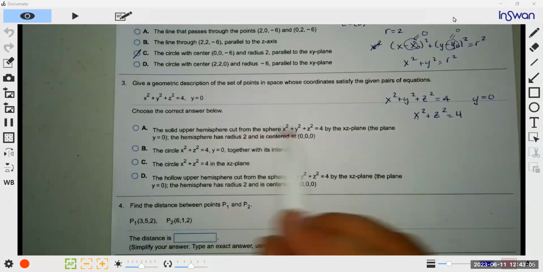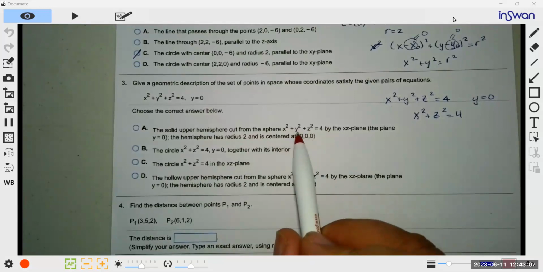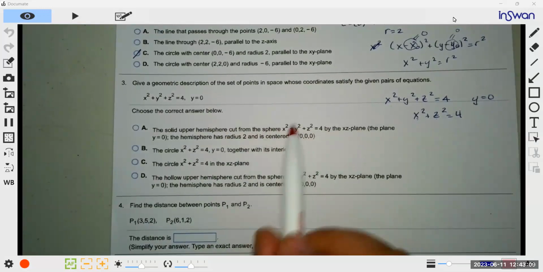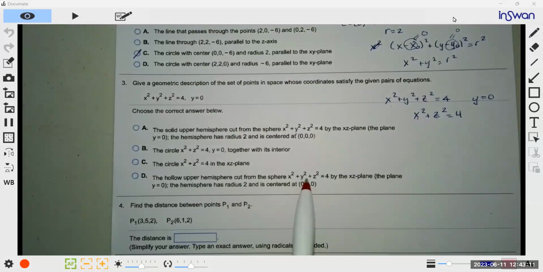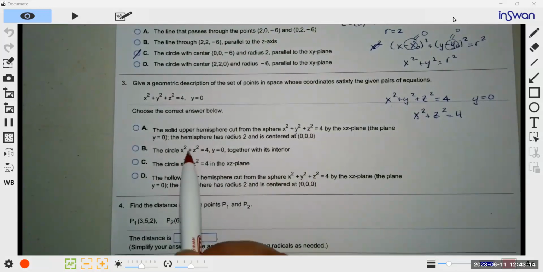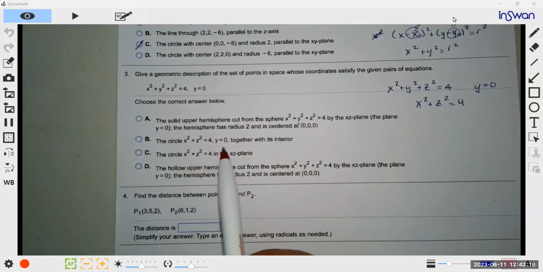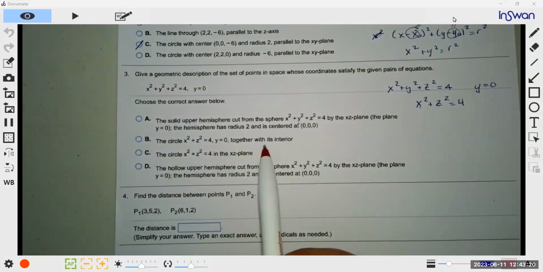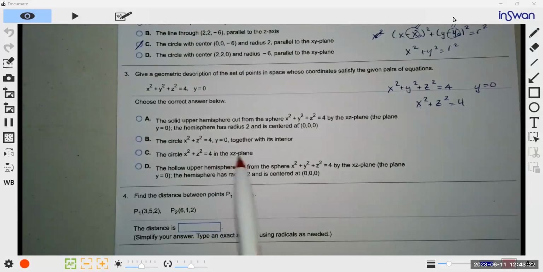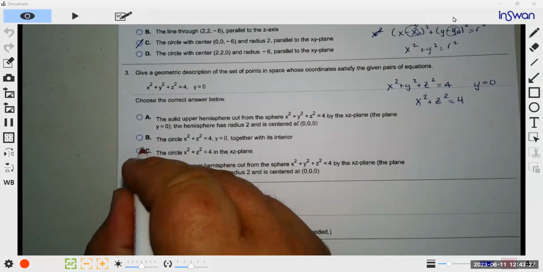It's not a solid upper sphere, because remember y is equal to 0, so it can't be the first one. And it can't be the last one because it's got y values. So it's got to be B or C. They're both circles, yes. The other one's interior, but this is more accurate because it's on the xz plane.